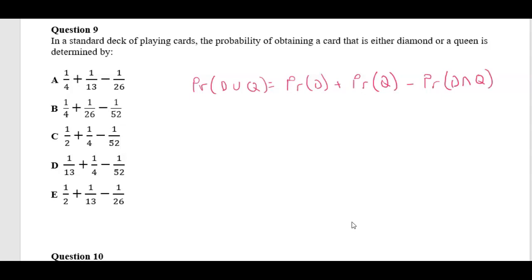Okay, so the probability of a diamond is 1/4. Probability of a queen is 1/13. So we're, oh, yes, sorry, 1/13 minus diamond and a queen. So we've only got one queen of diamonds, so it's minus 1/52. So the correct answer for that one should be D.